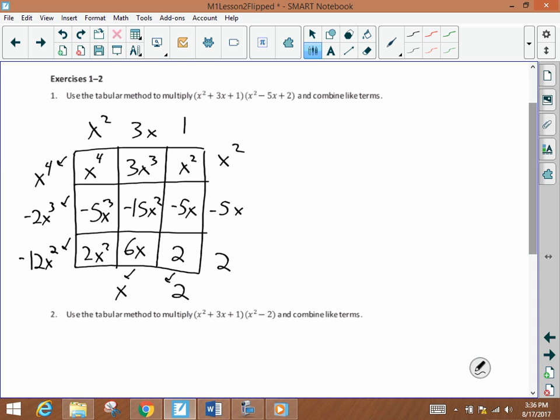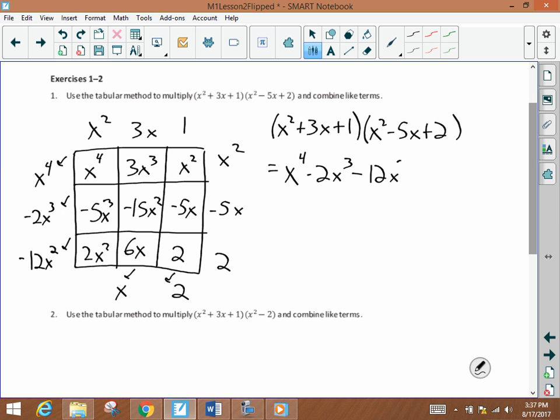So it turns out that I could say that x squared plus 3x plus 1 times x squared minus 5x plus 2 is equal to, and look at it, we're just going on the numbers that we pulled out, or that we added to get to, that are on the side. And we did it.